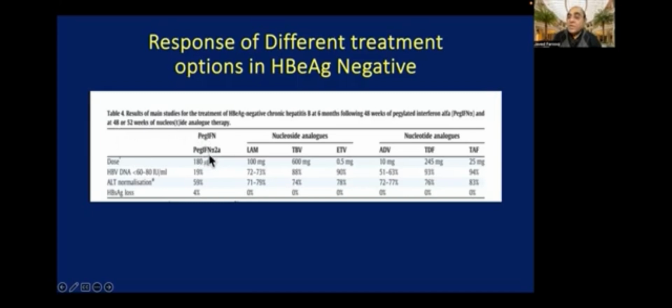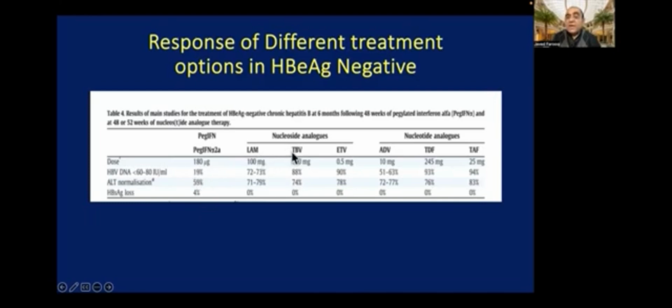So you have given the patient 48 weeks of therapy, and now what happens? 6 months after that, the DNA level will be less than 60 to 80 units in 19% of patients. ALT will remain normalized in 59%, you can say 60% of the patients, and HBs antigen loss will happen in 4% of the patients. This is when you give the patient 48 weeks of therapy, then you stop the treatment, follow the patient for 6 months, and then these will be the responses.